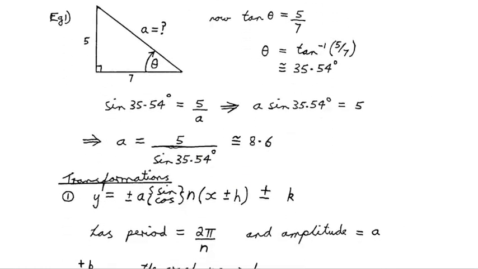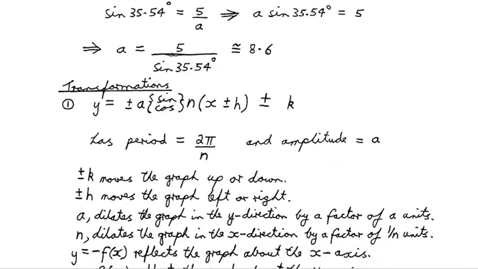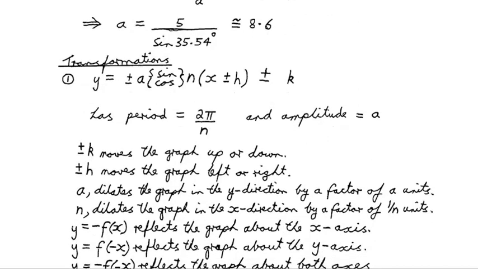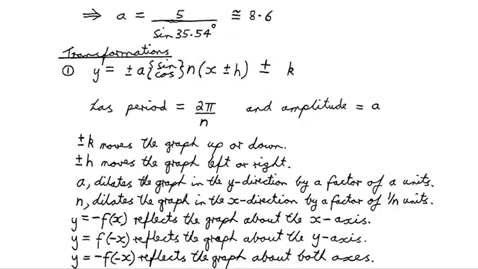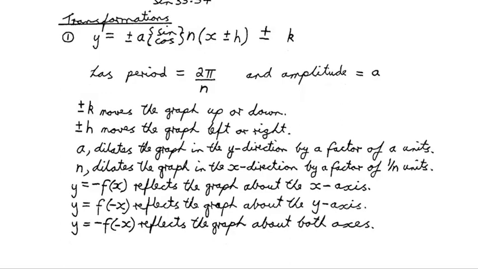Let's start to have a look at trigonometric functions now. That's functions involving sine, cos, and tan. I'll start for the moment with sine and cos, and the general form I'm talking about here is y equals plus or minus a sine or cosine of n times x plus h.